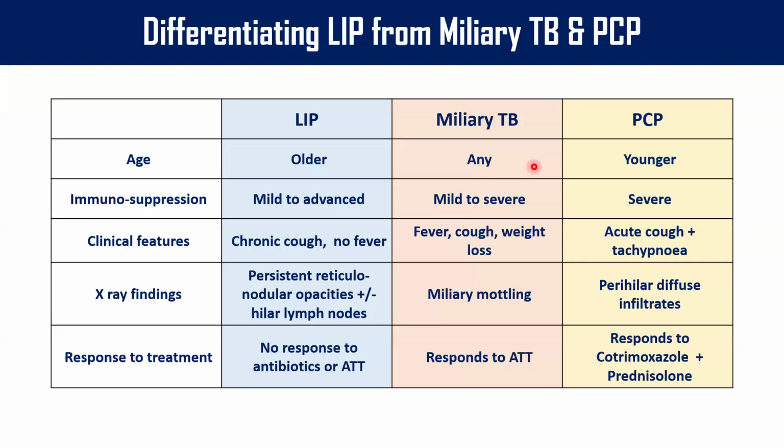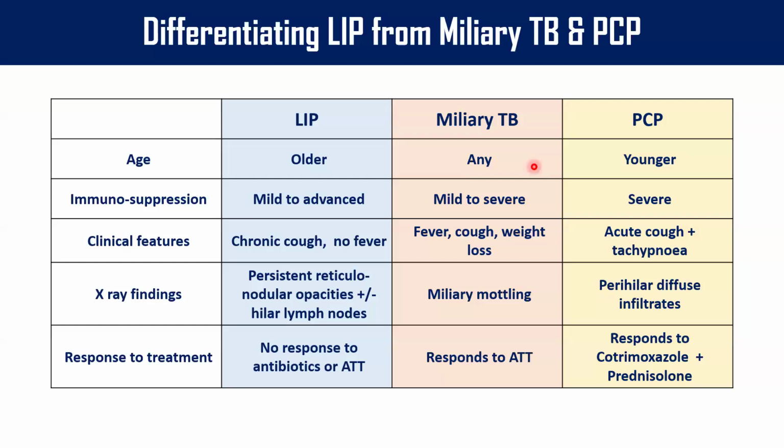Clinical features in LIP will be chronic cough and no fever. Miliary TB, fever, cough, and weight loss. PCP will be acute cough and tachypnea. X-ray finding in LIP will have persistent reticulonodular opacities, hilar lymph nodes. Miliary mottling in miliary TB, perihilar diffuse infiltrates in PCP. Response to treatment: no response to antibiotics and ATT.